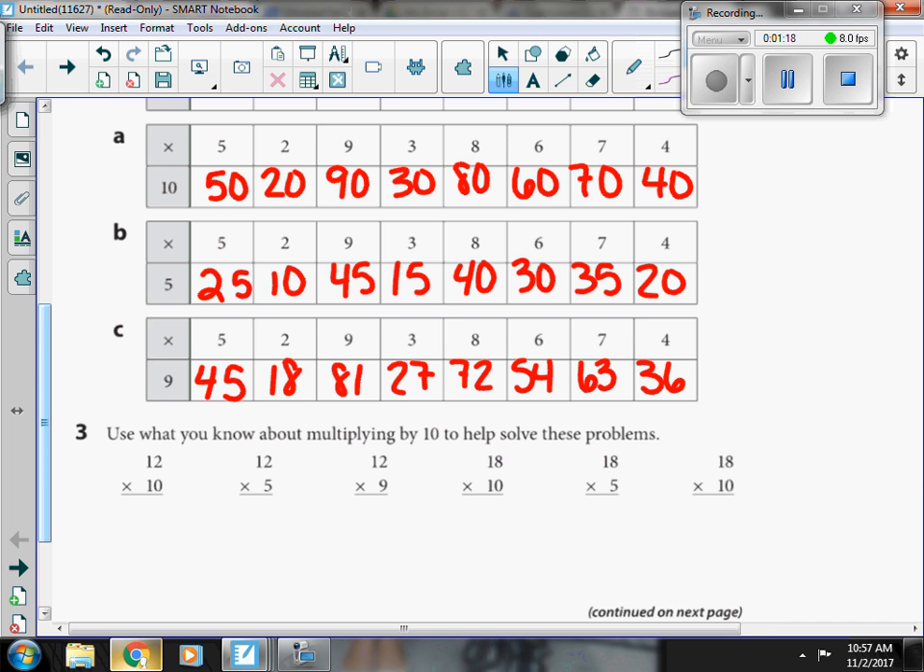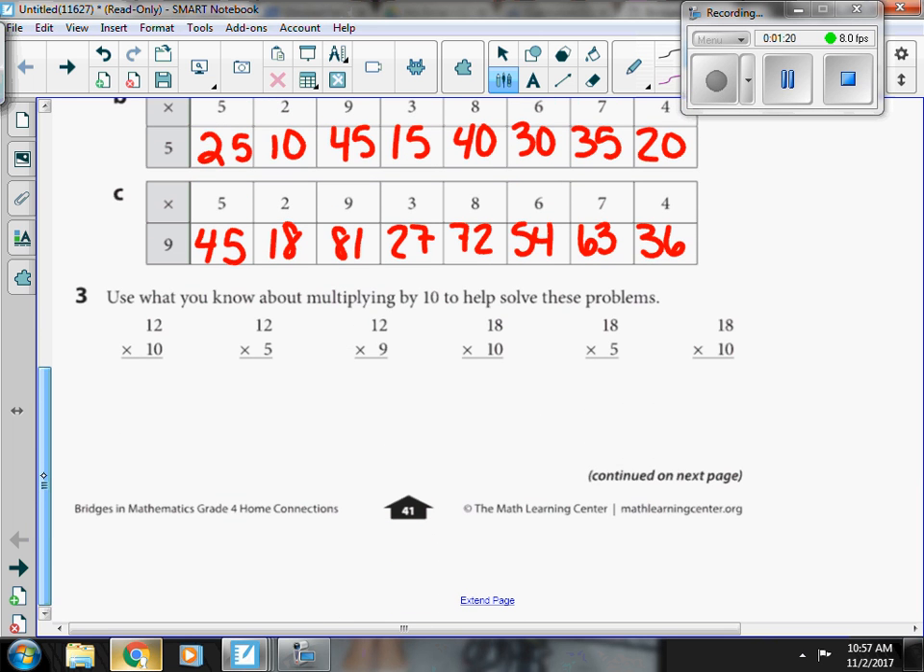Okay. Number 3 says use what we know about multiplying by 10 to help us. So what it's saying is we're going to split it up. This one is just a 10. So we're going to do 12 times 1 is 12 and then add that 0. This one we're going to break it up into a 10 and a 2 fact. So 10 times 5 is 50 and 2 times 5 is 10. So my answer is 60.